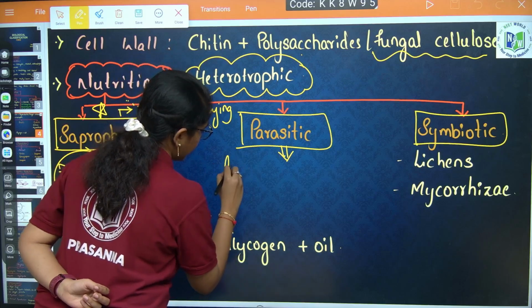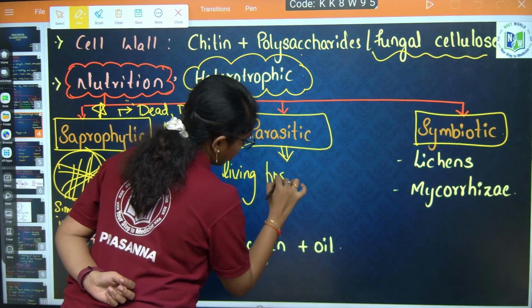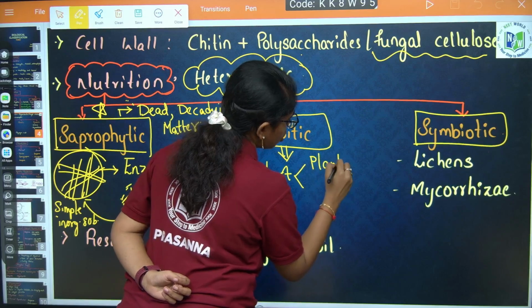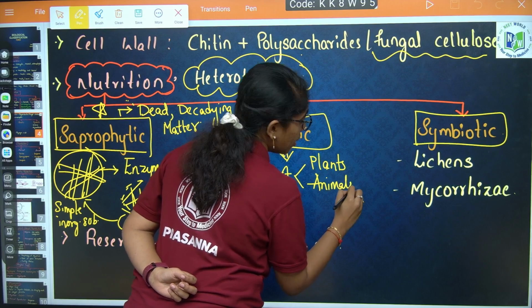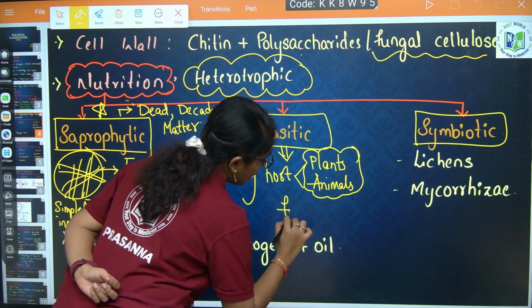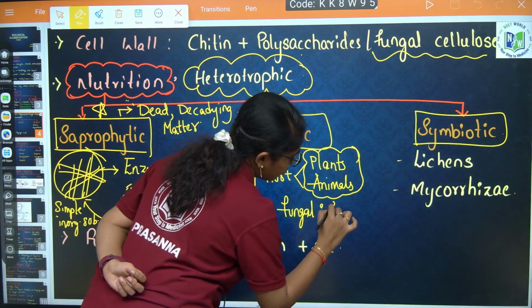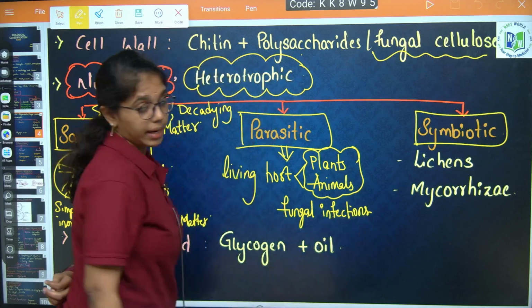They are relying upon living hosts or living organisms for nutrition. It can be either plants or animals. This is the pathogenic mode, wherein we call it what? Fungal infections, both in plants and animals.